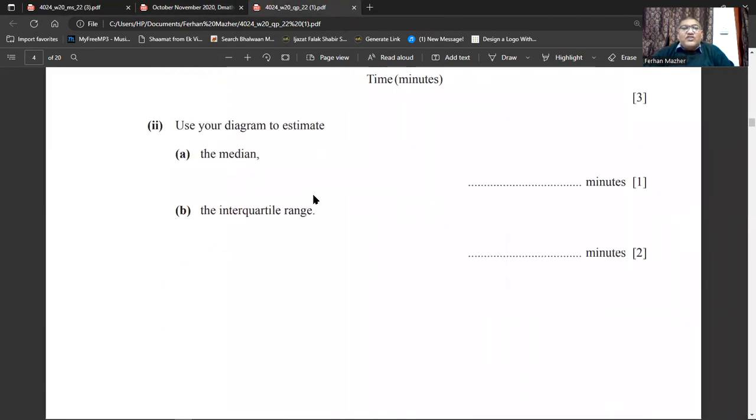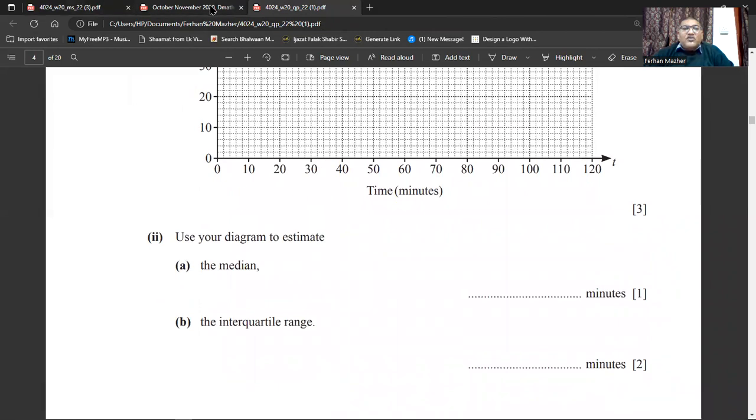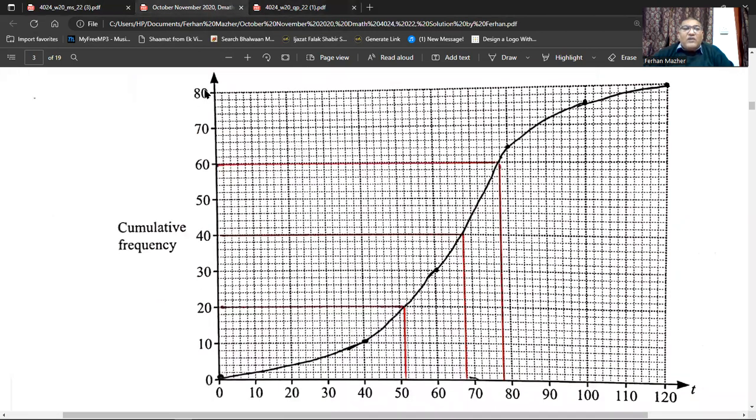Then he says, use your diagram to find the median. If you want to find out the median, you check how much is the total cumulative frequency. The last number on the cumulative frequency is 80. The sum of the frequencies is 80. So you will find 50% of this number. 50% of 80 will be 40.